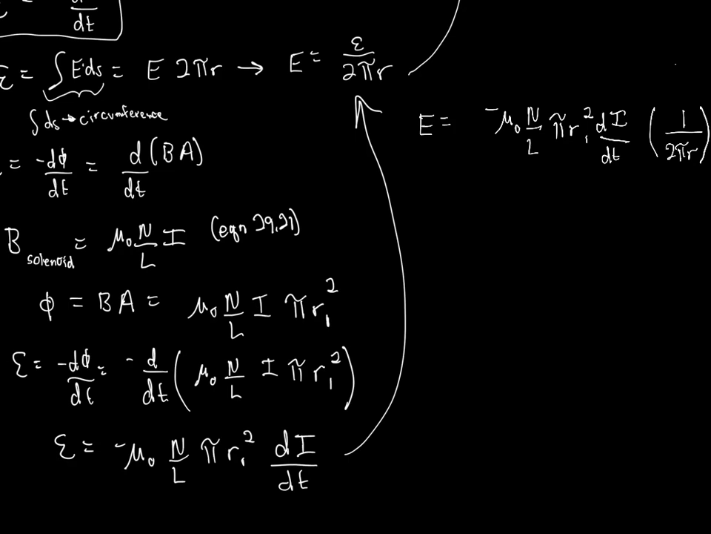Now what numbers can I plug in? Let's see. E is equal to negative mu naught. What's mu naught? Mu naught is 4 pi times 10 to the negative 7. What's n divided by L? Number of turns per unit length. 350. How do we know that? It was given. What's pi?